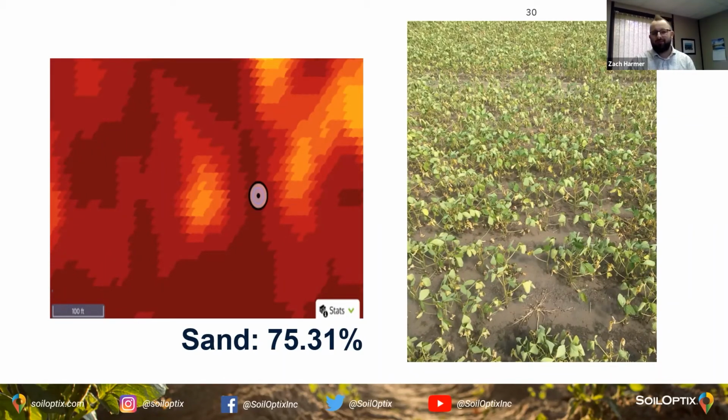Now I know you can't manage texture, you can't change the texture of your field, right? But are there other management decisions that you can put in place to really bring this crop back to at least being somewhat productive? Is it a reduction in seeding rate? Is it an increase in water? Is it a difference in fertility management, right?